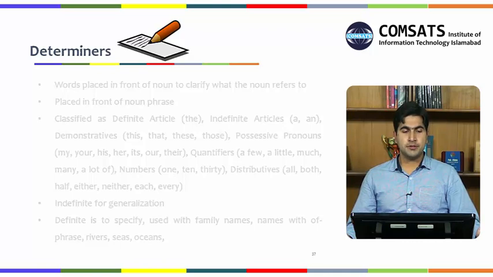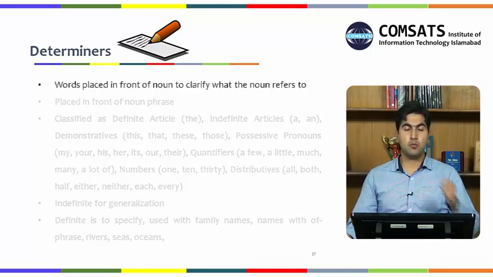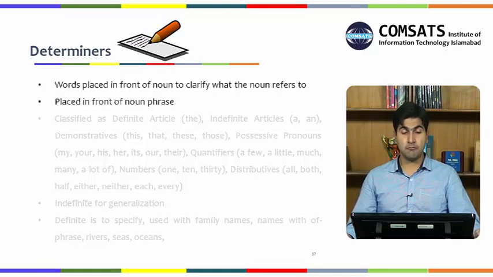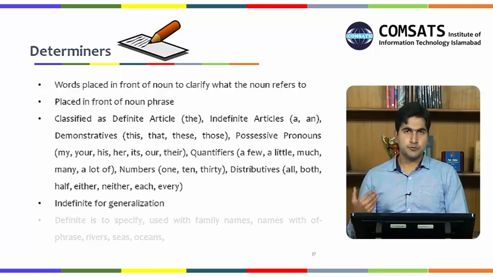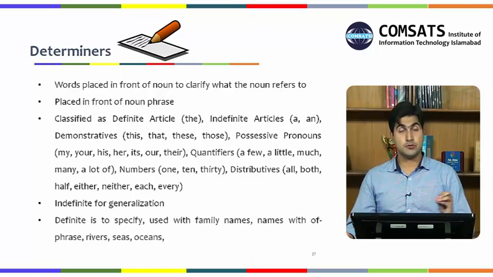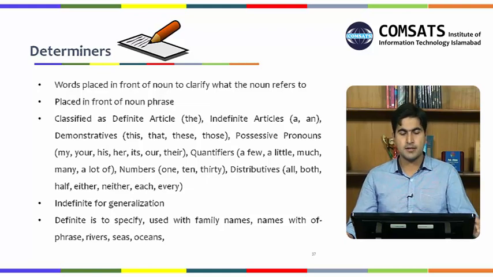Moving ahead, we talked about determiners, what they are. These are the words placed in front of a noun to clarify what the noun refers to. These are placed in front of a noun phrase and they were classified into the definite article, such as the; indefinite articles, such as a and an; demonstratives: this, that, these; possessive pronouns: my, your, his, her; quantifiers: a few, a little; numbers: one, ten; distributives: all, both, etc. These are the classifications of determiners. With reference to the indefinite article, these are used for generalizing things. In the case of the definite article, it is used to specify things, when you are aware that your audience is also aware of the thing that you are going to talk about. So you specify it. So this the is basically used with family names and names with an of phrase, for example, the Statue of Liberty.